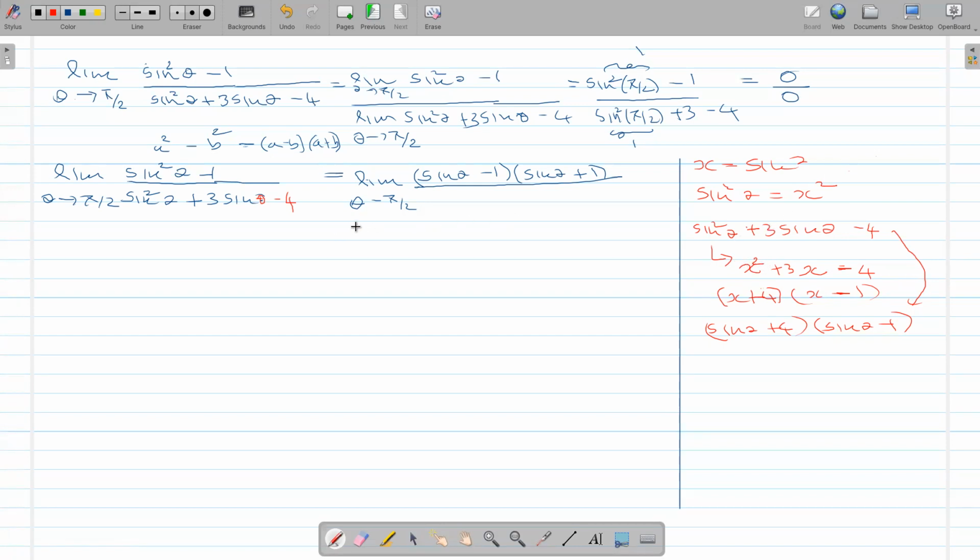Okay, so here I get now the limit as theta goes to pi over 2 of sin theta plus 4 over sin theta minus 1. Then sin theta minus 1 cancels out. I get the limit.